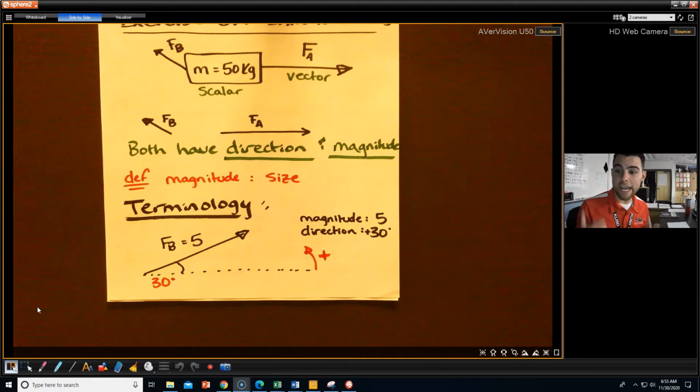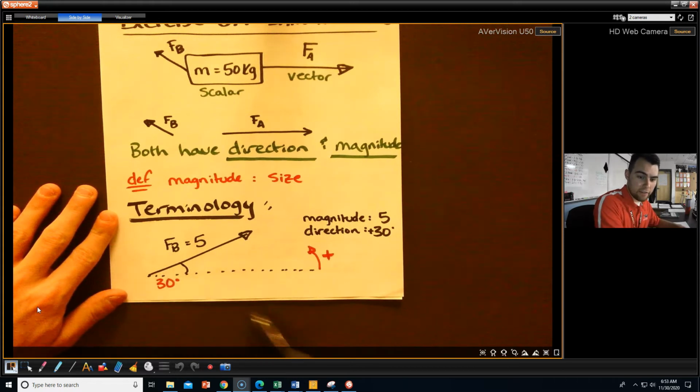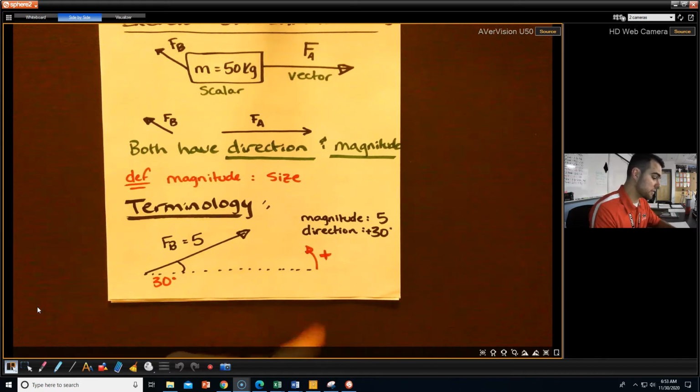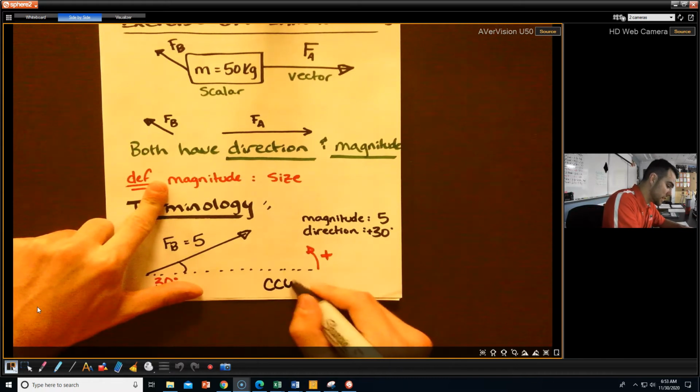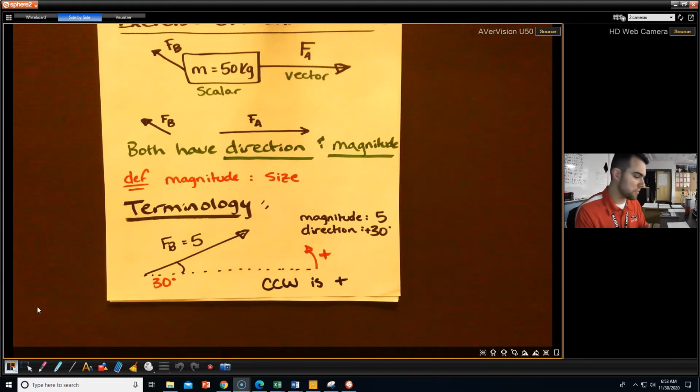But if I said negative 30 degrees, well then I would be down here having some kind of angle. Negative 30 degrees would be going the other way. So counterclockwise is positive, and we'll keep that in mind as we move forward.